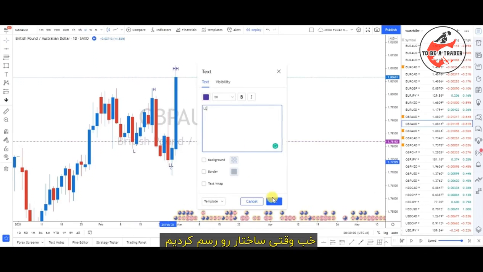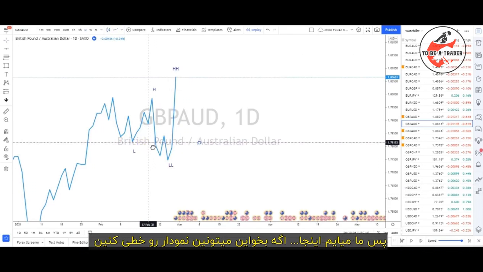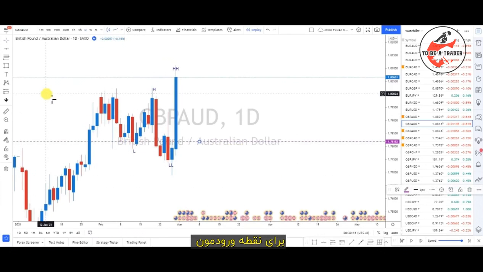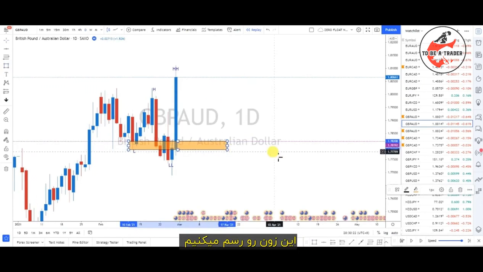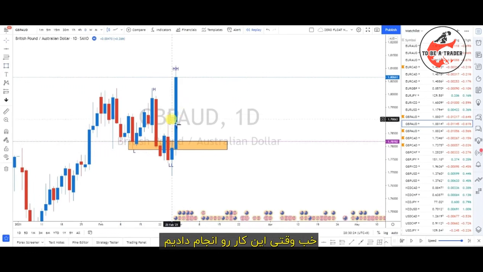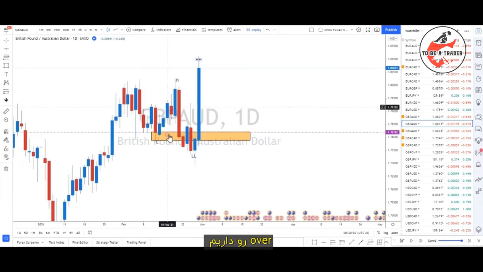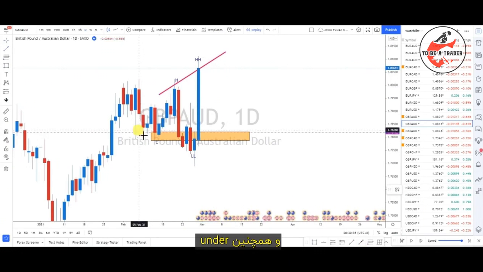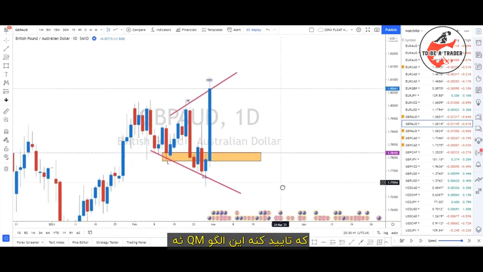So once we mark the structure, next we mark our horizontal line. You can change to the line chart if you want to, but if you're familiar with candlestick, you can just mark at the body of the candlestick as our entry point. Next, we mark this zone as our monitoring area. Once we have done this, we should double check the over. We have the over pattern and also the under pattern, to confirm that this is a QM pattern.